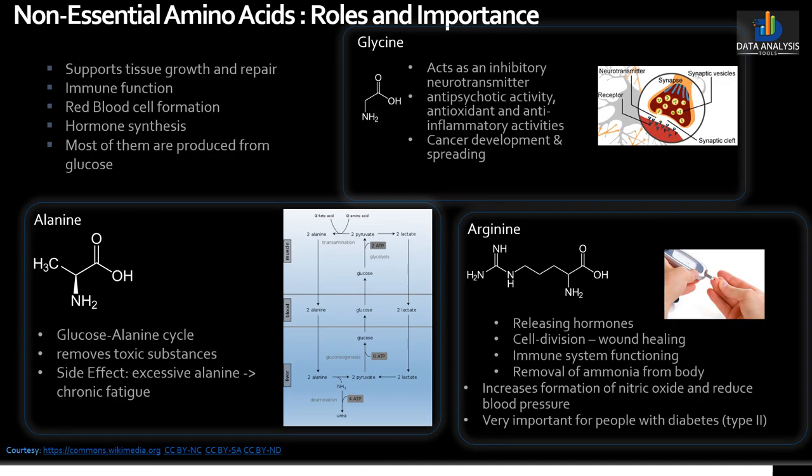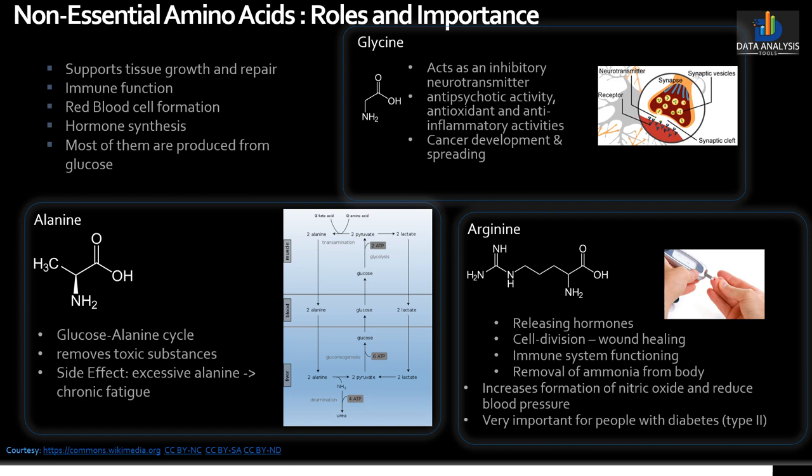Most of the non-essential amino acids are produced from glucose. Of course, they are also found in the diet, in both plant and animal foods. The benefits of non-essential amino acids produced by the body, de novo, are likewise as broad as those of the essential group. While these amino acids are produced from scratch, dietary sources can increase availability and so provide a more reliable and consistent effect. They are very important for the production of proteins and many other bodily functions. They support tissue growth and repair. They support immune function, red blood cell formation, and hormone synthesis.